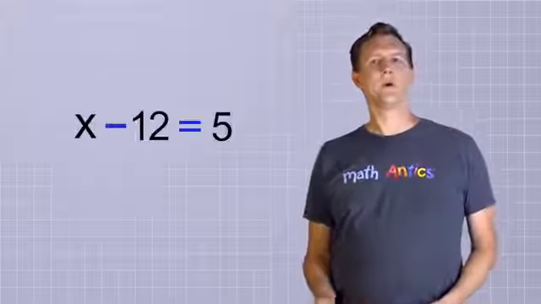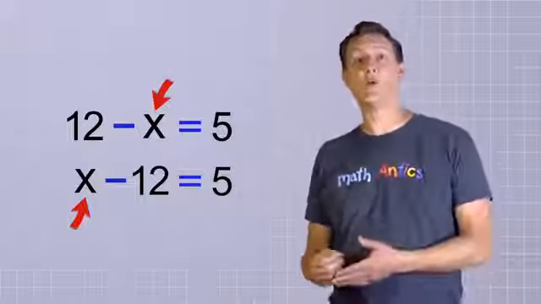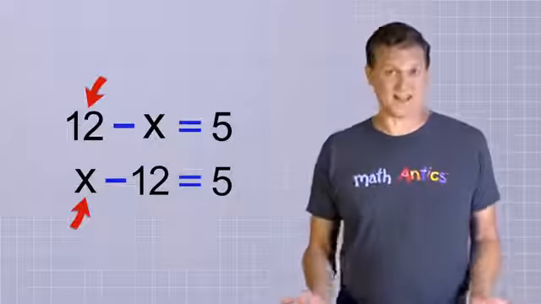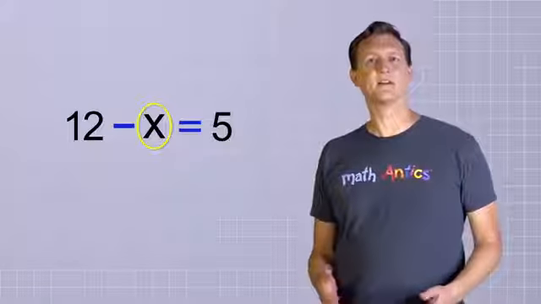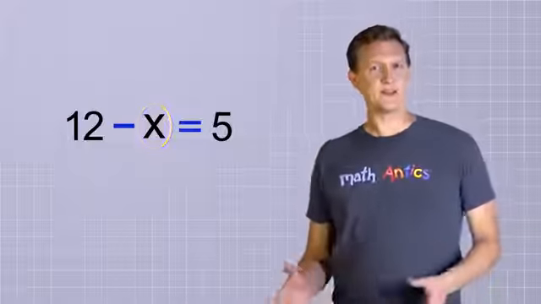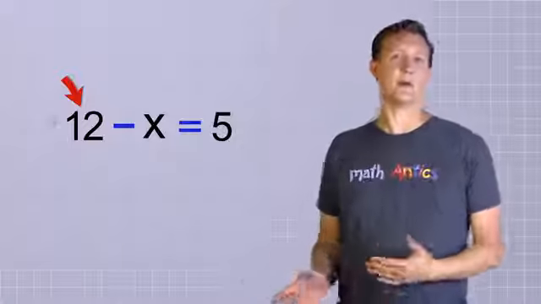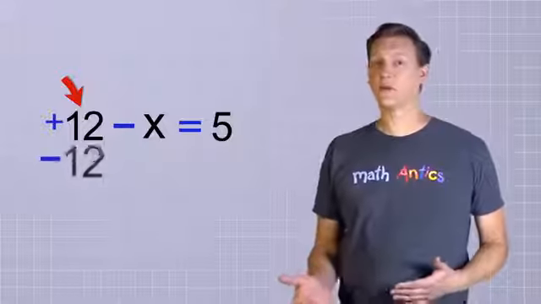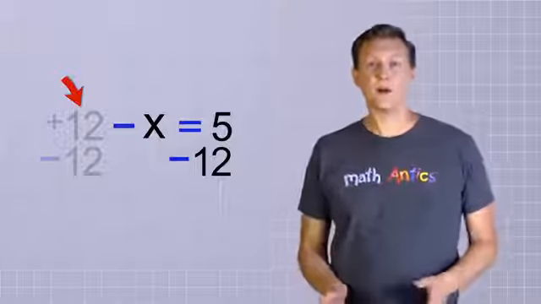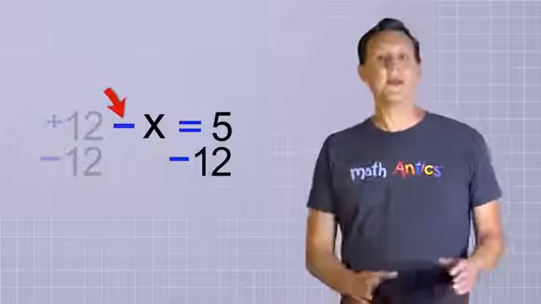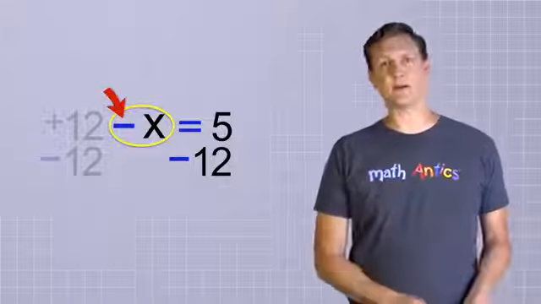Suppose we get a problem where instead of a number being taken away from an unknown, an unknown is being taken away from a number. What do we do in that case? Well, we still want to get the unknown all by itself, but it's a little harder to see how to do that. In this problem, 12 minus x equals 5. The 12 on this side is a positive 12, so we could subtract 12 from both sides. That would get rid of the 12, but the problem is that wouldn't get rid of the minus sign. That's because the minus sign really belongs to the x, since it's the x that's being subtracted.